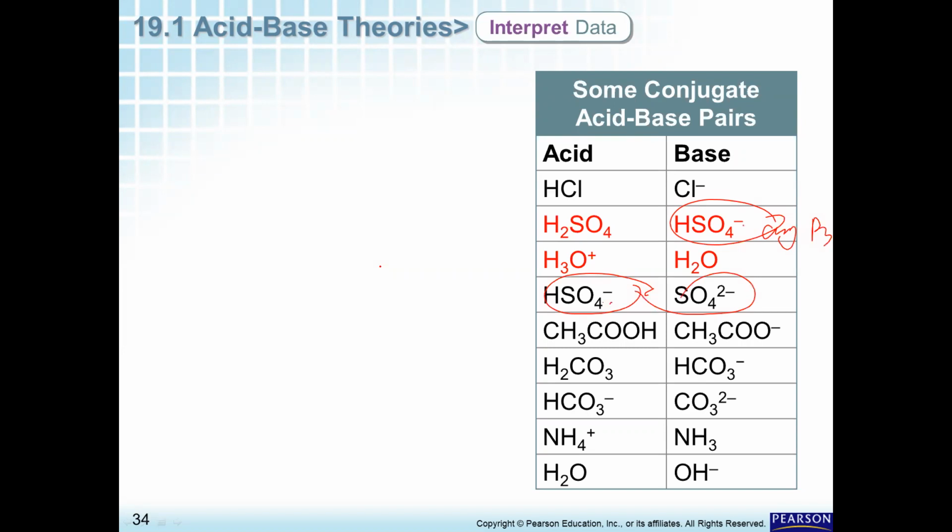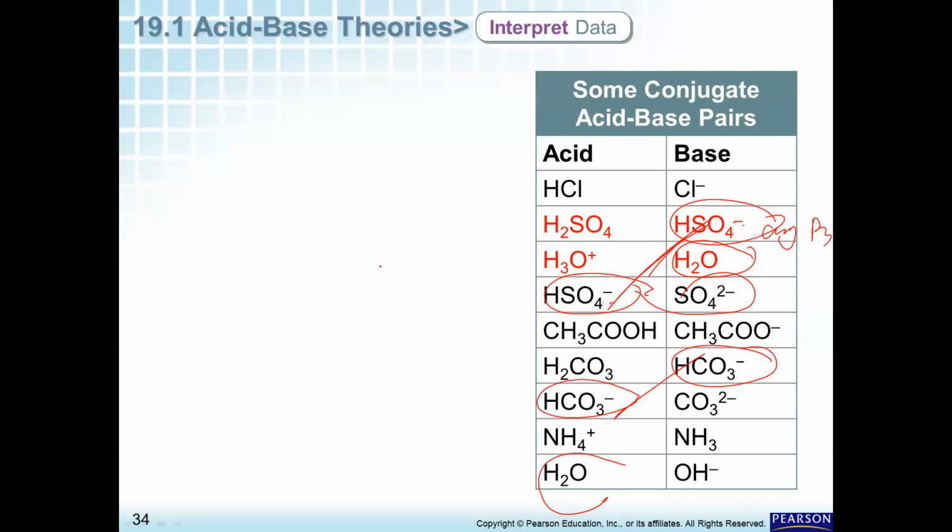So those materials that appear on both sides, as a matter of fact, are the water. Water is here as a base and water is here as an acid. If you consider hydrogen sulfate and hydrogen sulfate, these are appearing on both sides. Also, you can see the hydrogen carbonate and hydrogen carbonate, they appear on both sides. Whenever you have something acting one time as an acid and the other time as a base, we call that an amphoteric material.